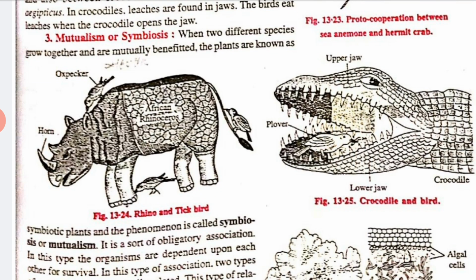Now next we have mutualism or symbiosis. Mutualism and symbiosis means when two different species grow together and are mutually benefited. The plants are known as symbiotic plants. You can see here, my dear students, this is picture 13.25. This is a crocodile. Inside the crocodile's mouth there is a bird, but she will not harm that bird, right? This type of symbiosis is known as mutualism. Okay, yes.